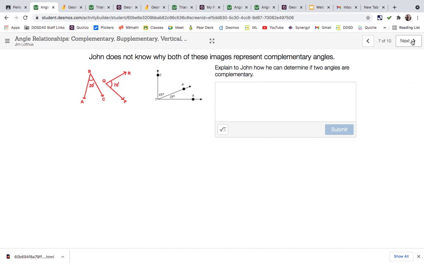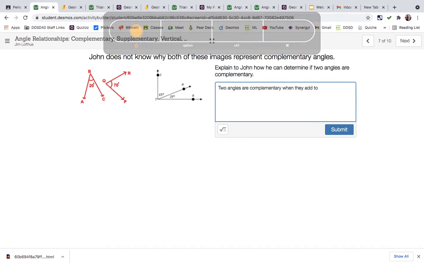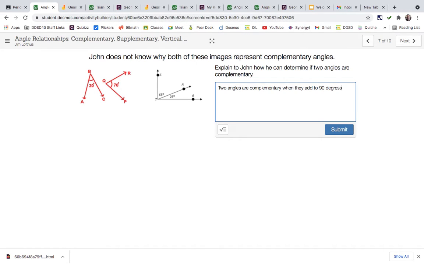John doesn't know why both of these images represent complementary angles. Explain to John how he can determine if 2 angles are complementary. Angles are complementary when they add to 90 degrees. So it doesn't matter if they're adjacent or not. So both of these add to 90, so they're both complementary. One is adjacent, one is not, but they're both complementary.